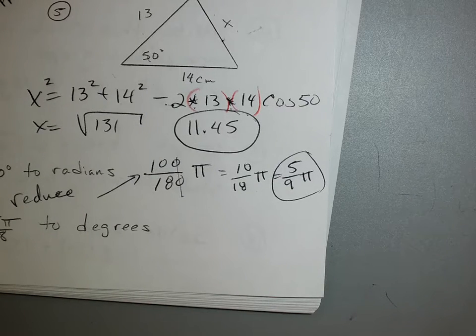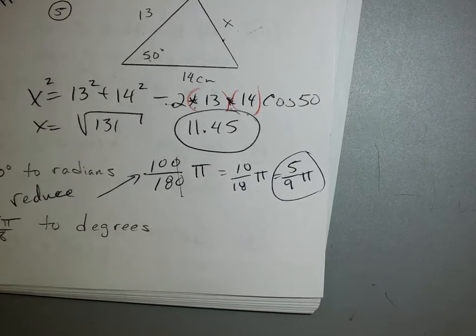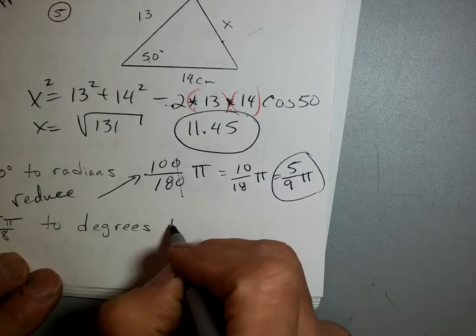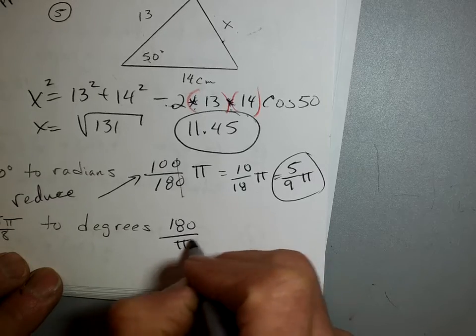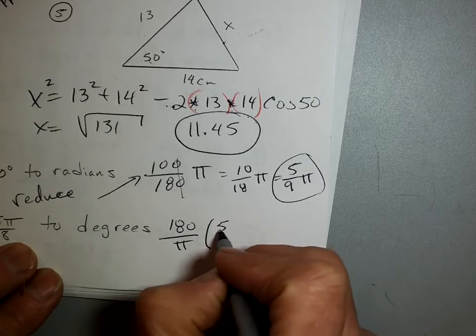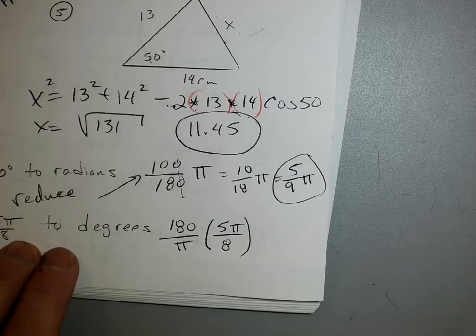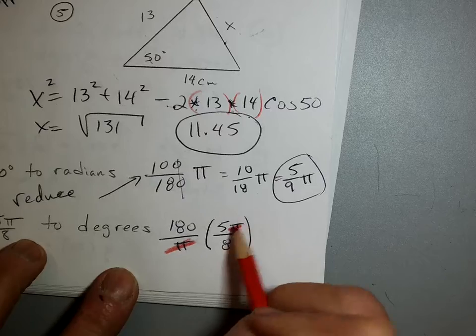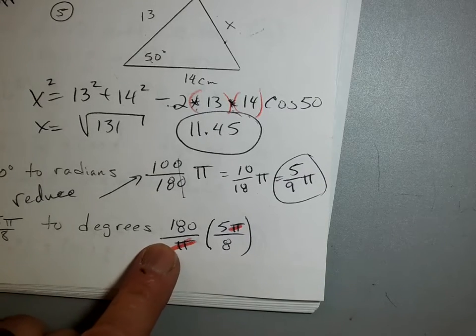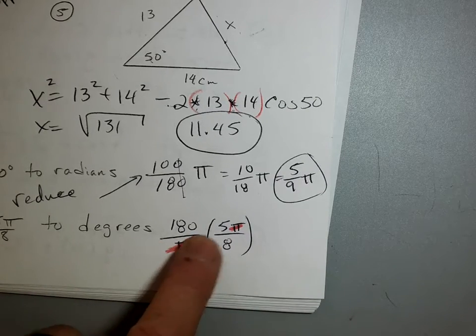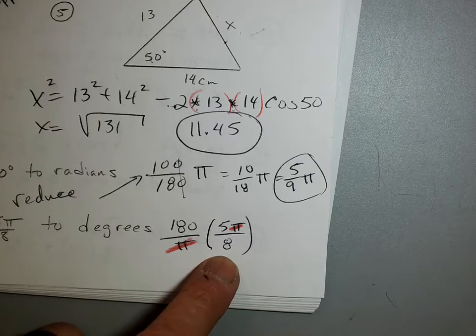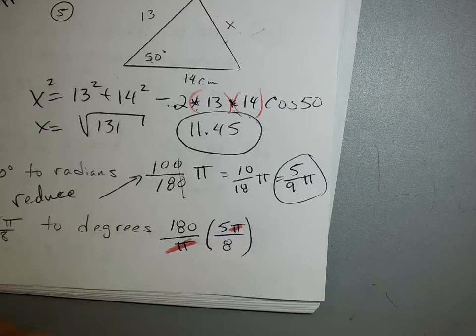Number 7. Okay, the formula's up here. We're going to go from radians to degrees. We take 180 over pi times our radians. So I'm going to take 180 over pi times my 5 pi over 8. My pi's cancel. I like that. And I'm just going to take my calculator: 180 times 5 divided by 8. And I get an answer of 112.5 degrees.